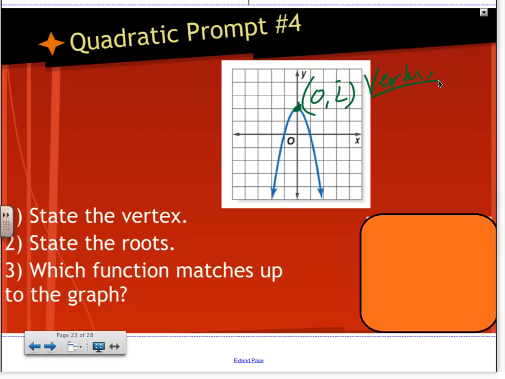Here's the next question. How many roots do we have, Alori? 2 roots. We have 2 roots. Okay, good. Clearly because the graph is crossing over the x-axis how many times? Twice. X-intercepts, roots, same kind of deal.